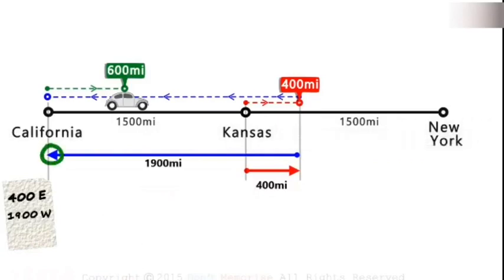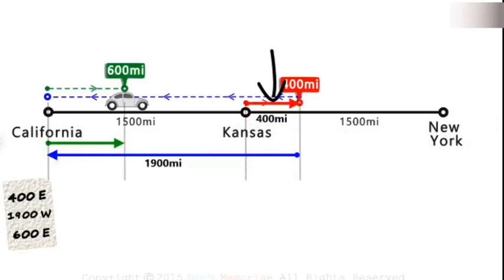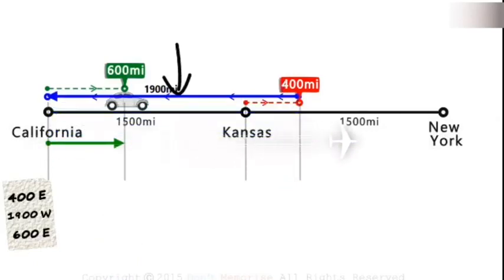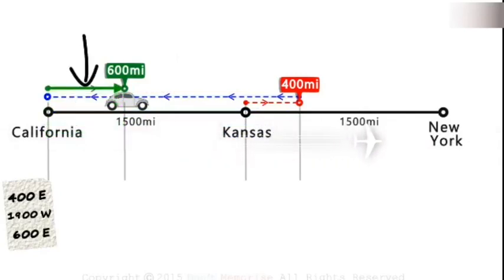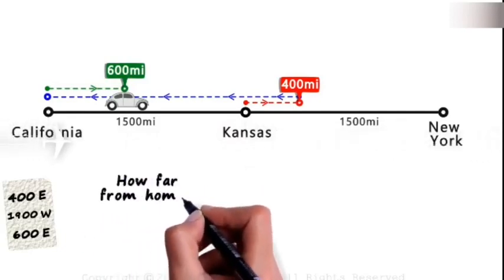And from California, you traveled 600 miles to the east. This distance is 400 miles. This entire distance is 1,900 miles. And this distance is 600 miles. Let's talk about the first question that came to your mind. Where are you relative to Kansas?